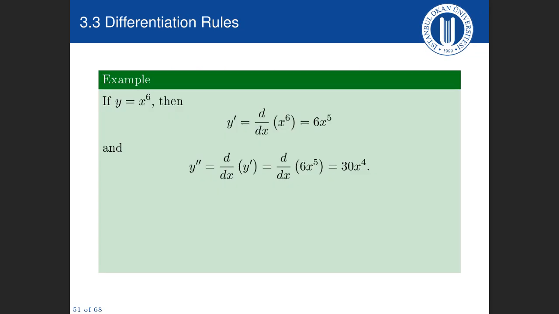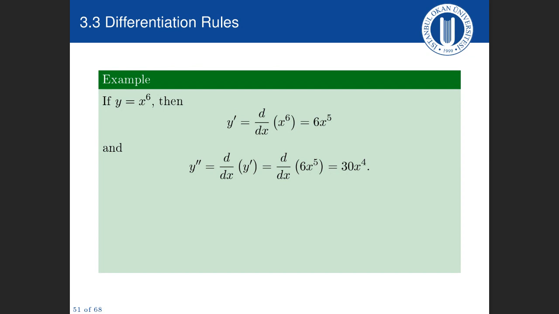So, for example, if y is equal to x to the power 6, then y prime, that's the derivative of x to the power 6, is 6x to the power 5. And then we can do the second derivative. Y double prime, that means the derivative of y prime, or the derivative of 6x to the power 5, which is 30x to the power 4.